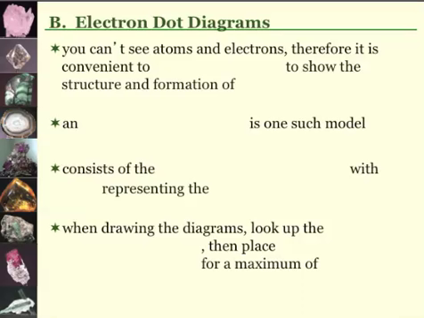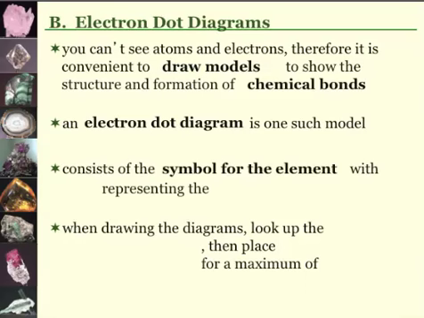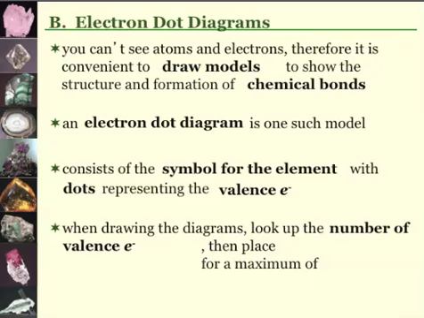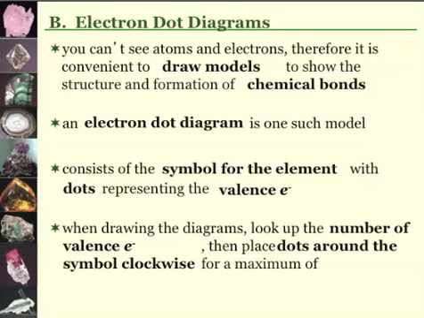Now we're going to deal with electron dot diagrams. You can't see atoms and electrons, therefore it is convenient for us to draw models in order to show the structure and formation of chemical bonds. An electron dot diagram is such a model, and it consists of the symbol of the element with the dots that represent the valence electrons. When drawing diagrams, we need to look up the number of valence electrons and then place the dots around the symbol clockwise for a maximum of 4 dots. Now, we're going to look into this more in the next set of notes.